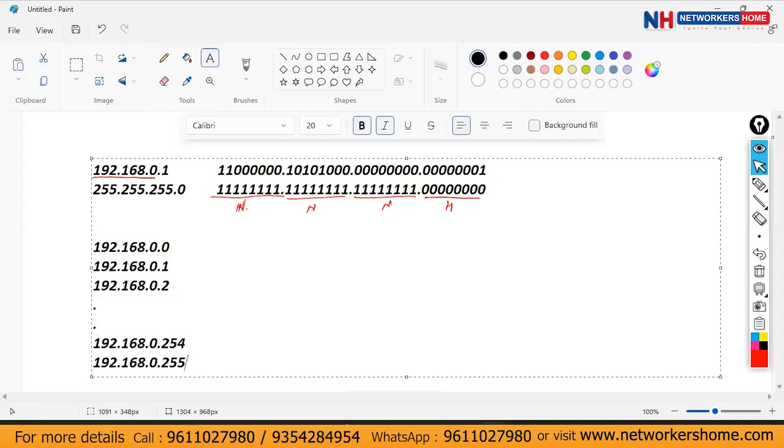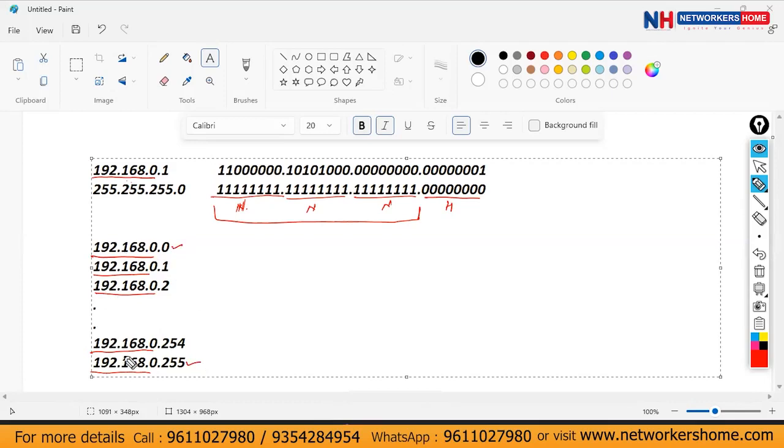So now it is maximum, and the network part we cannot change. This part is going to remain the same throughout the network. Why? Because this part belongs completely to the network. 3 octets completely belong to the network. So this part is not going to change throughout the network from start till end. Only your host part will start from minimum and go till maximum.